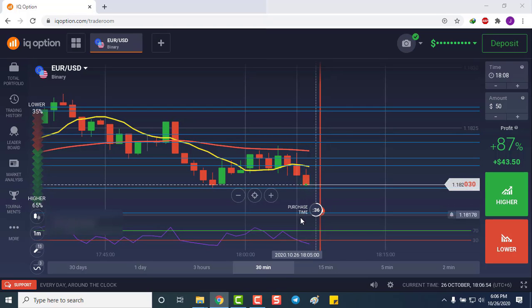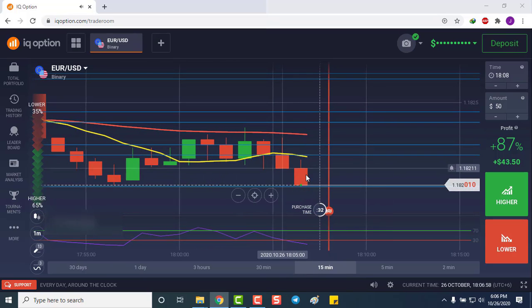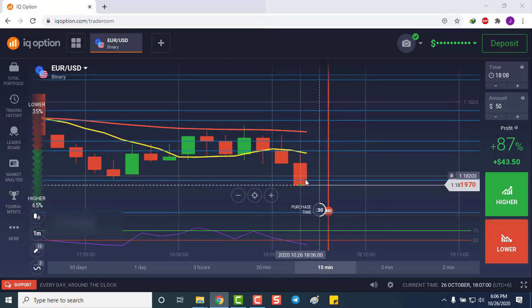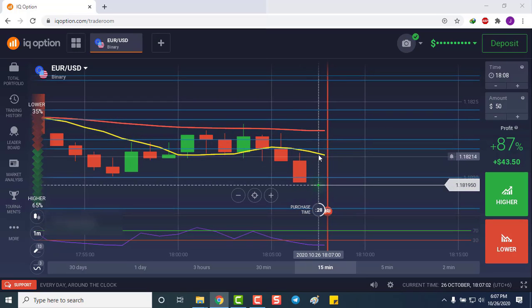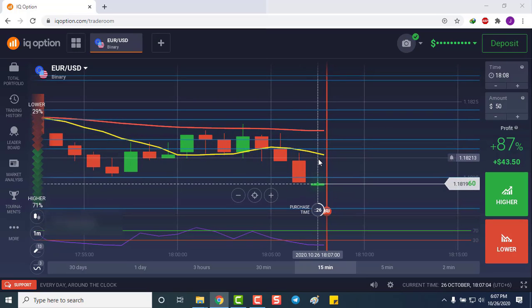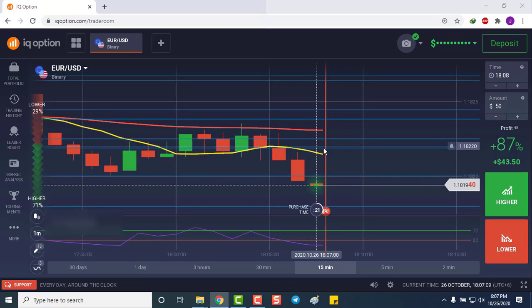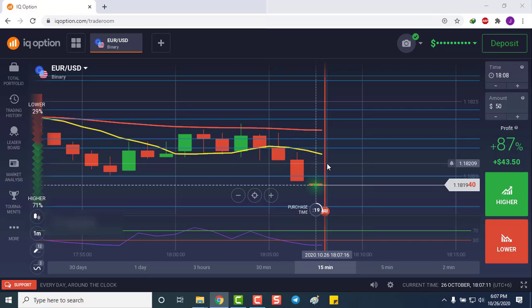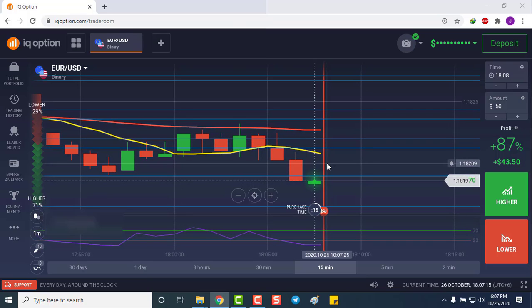Anyway guys, according to the PP trend strategy, if the current candle and the next candle form as a bullish candle, and if we can see some rejection from this level or this level, we will take trades in the lower option.